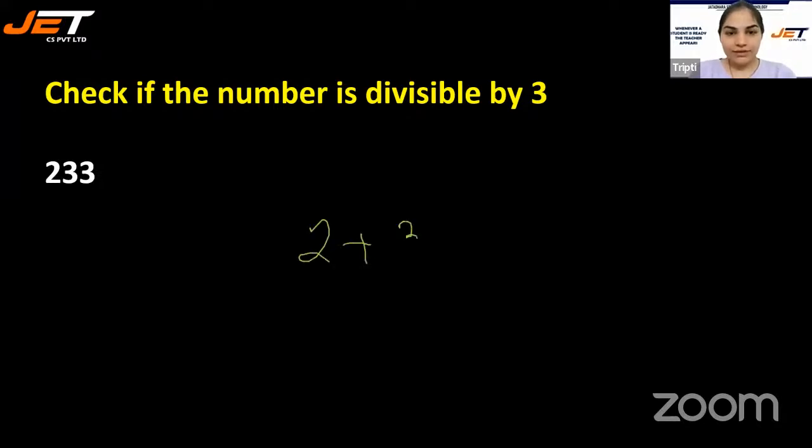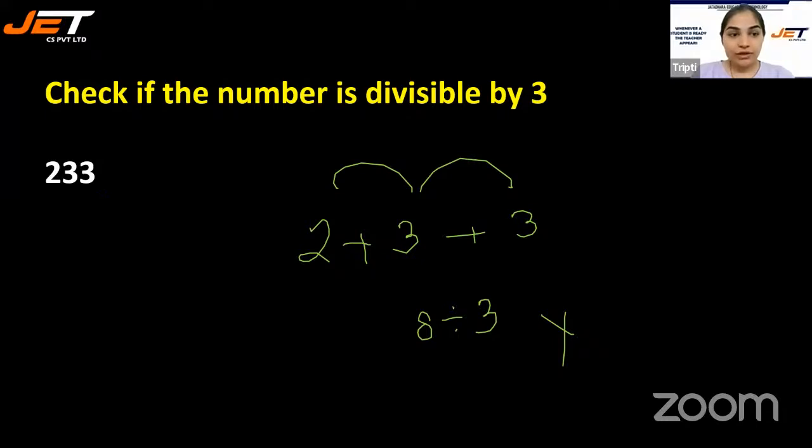So 2 plus 3 plus 3. 3 plus 3 is 6 plus 2, 8. 8 is not exactly divisible by 3. That means 233 is also not divisible by 3.